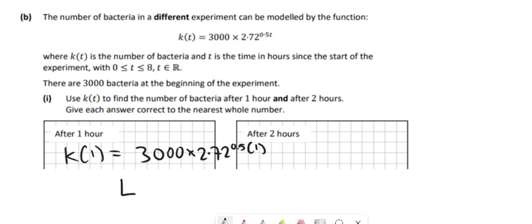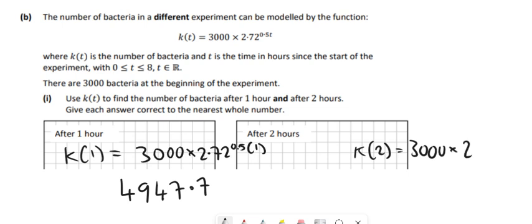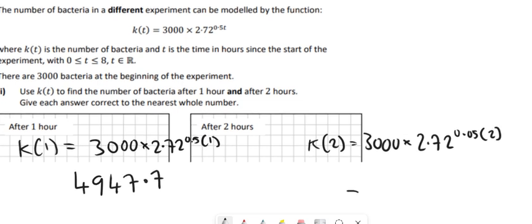And that's going to be 3,000 times 2.72 to the 0.05, which gives 3,150 approximately. Then we do the same over here. So K of 2 is equal to 3,000 multiplied by 2.72 to the power of 0.05 times 2. We're just putting a 2 in where the T is. And straight to the calculator again, and that gives me approximately 3,315.